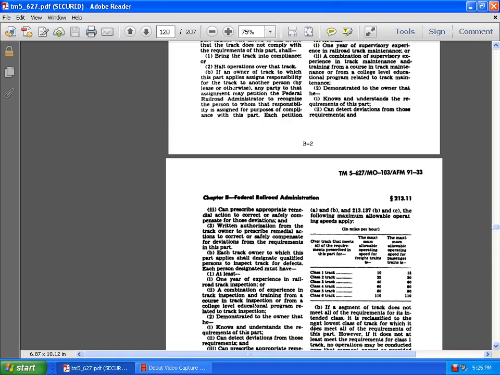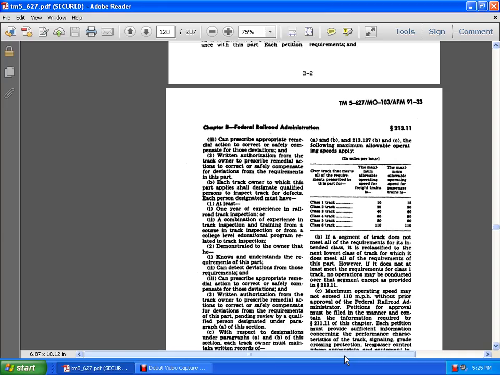Each person designated must have at least 1 year of experience in railroad track inspection, or a combination of experience in track inspection and a course in track inspection from a college-level educational program related to track inspection, and must demonstrate to the owner that he or she knows and understands the requirements of this part and can detect deviations from those requirements. He prescribes appropriate remedial action to correct or safely compensate for the deviations.